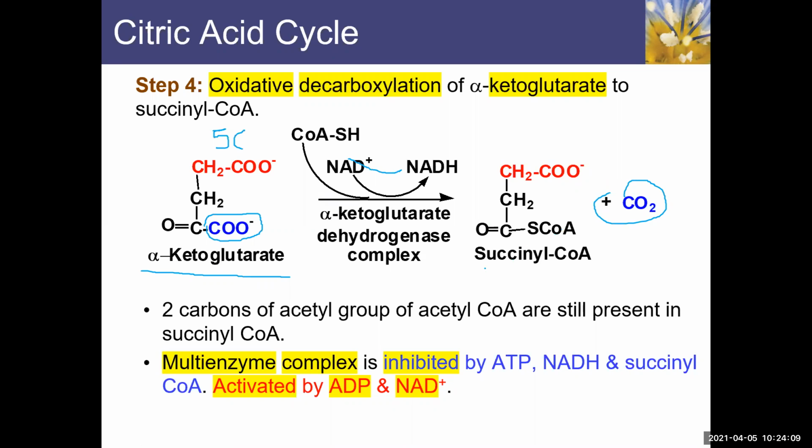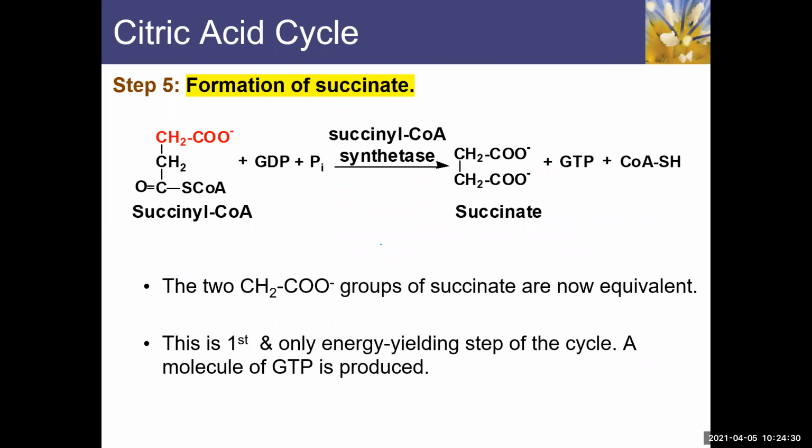Once we have the succinyl-CoA, how many carbons do we have in the succinyl-CoA? Because another molecule of carbon dioxide was released because of the oxidative decarboxylation. Right, so this is step 4. Moving on further, after that, the steps are very simple.